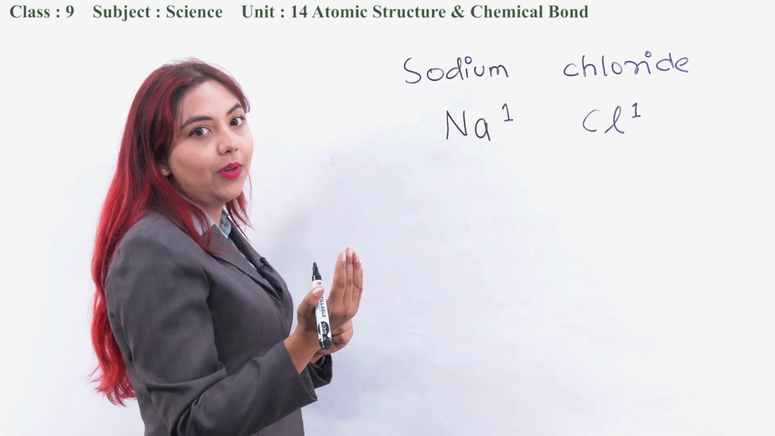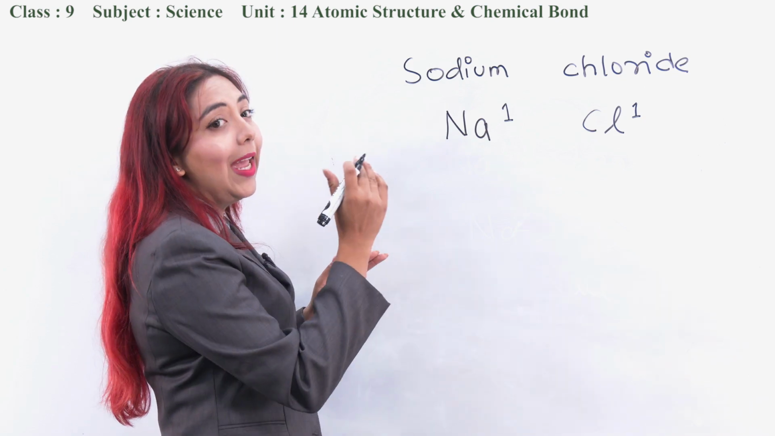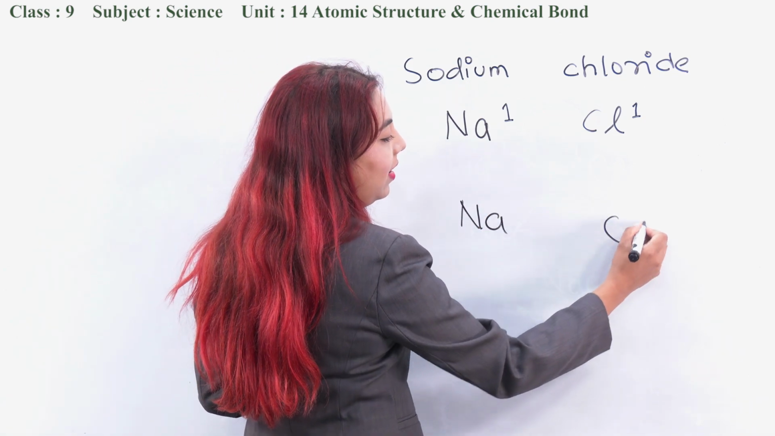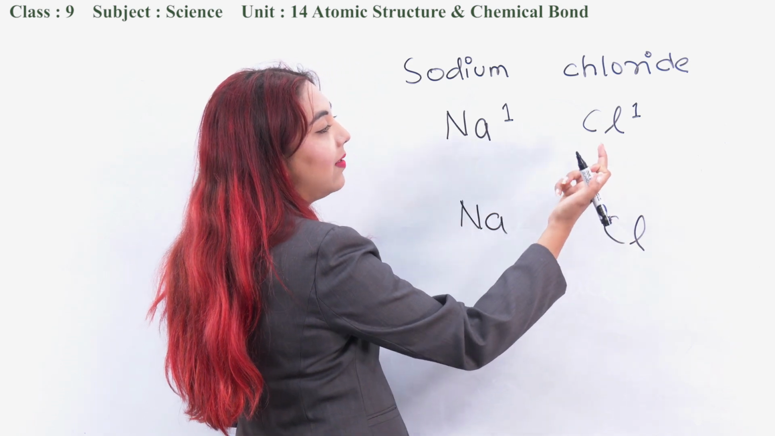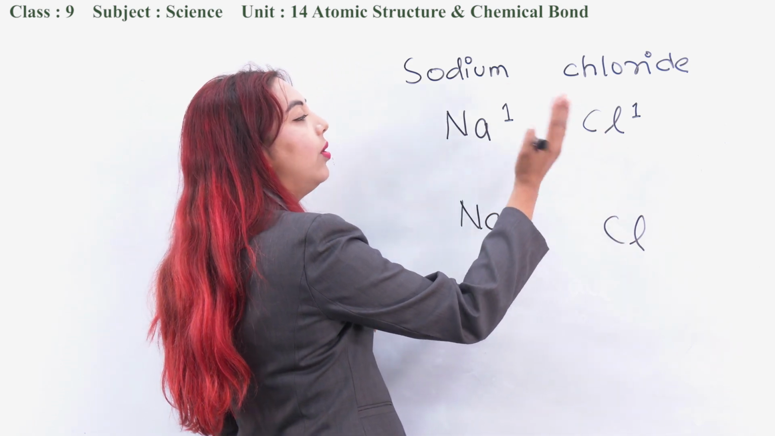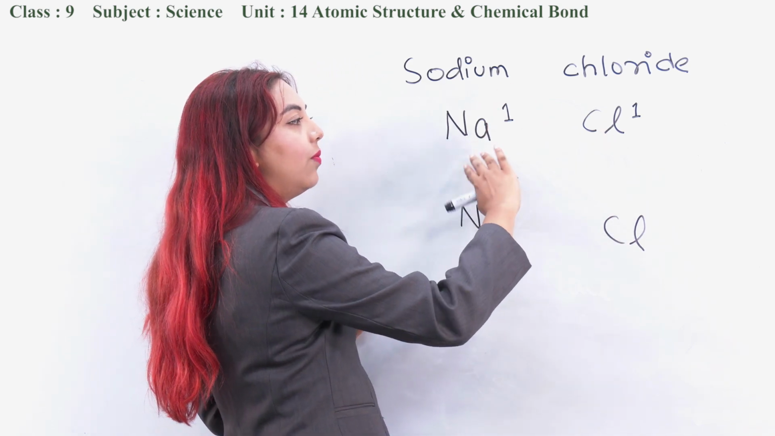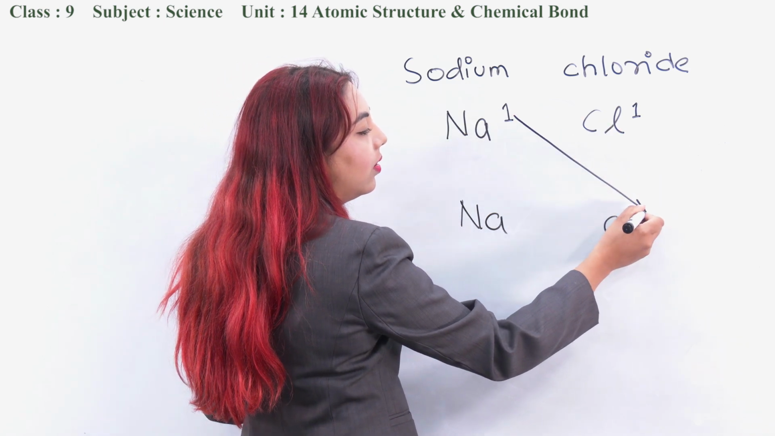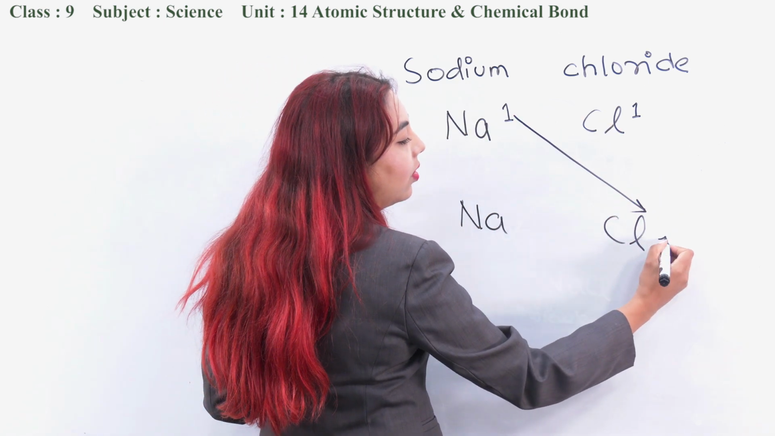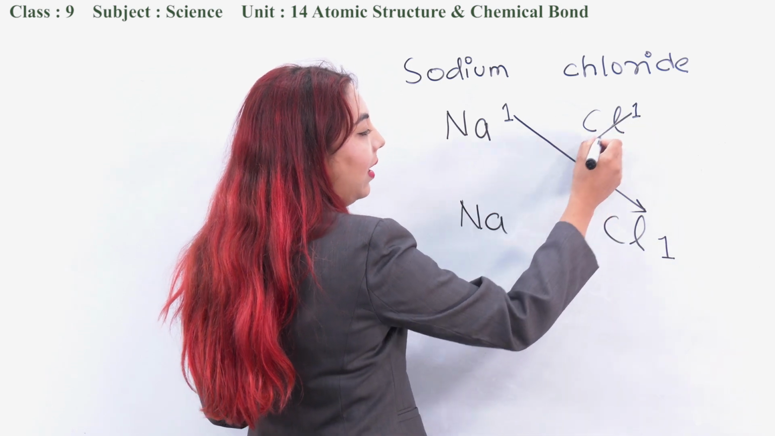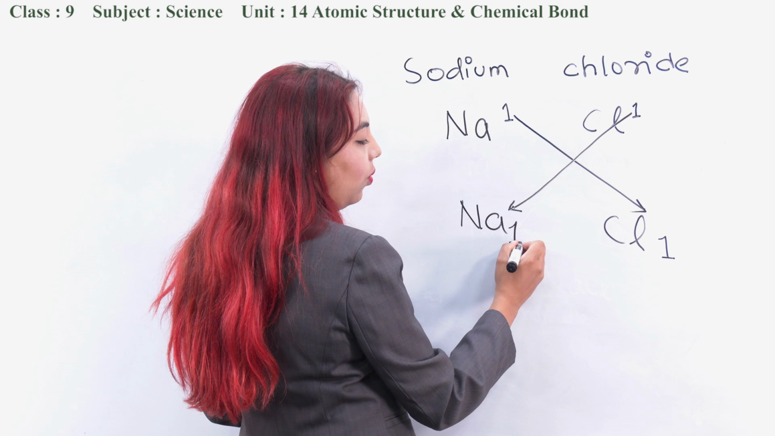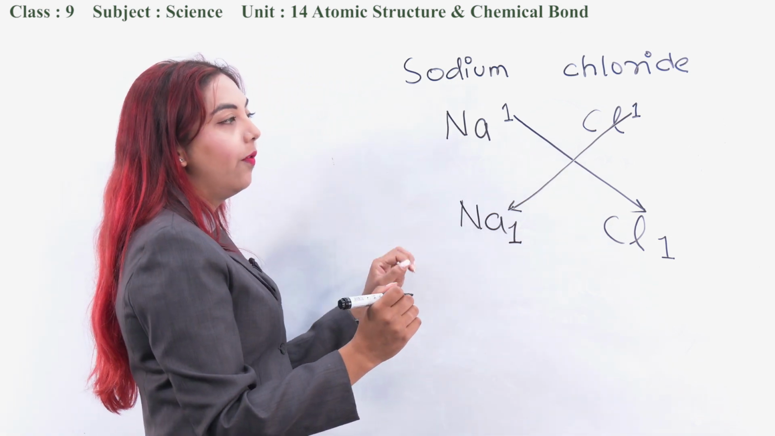Now the fourth step is we should exchange the valencies. We should give the valency of chlorine to sodium and sodium to chlorine by crisscross method. So exchange sodium, it goes 1, and we again exchange this valency of chlorine with sodium to get 1. So this is the fourth step.